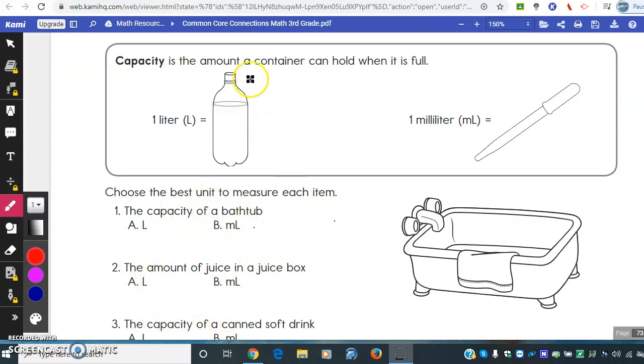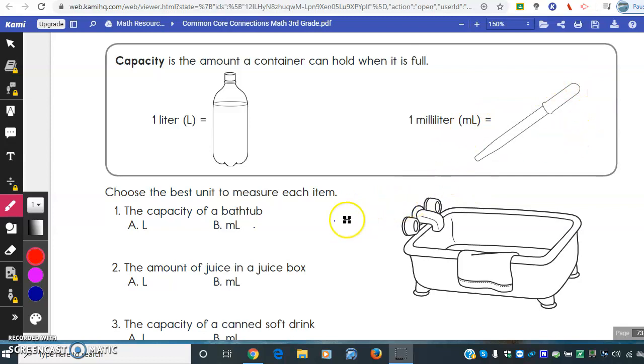Now, remember, a liter is the amount of liquid that a bottle like this can hold, the kind of bottle you get soda in, right? And a milliliter is the amount of liquid that a medicine dropper like this could hold. So we need to remember that big containers can hold liters, and small containers can hold milliliters.